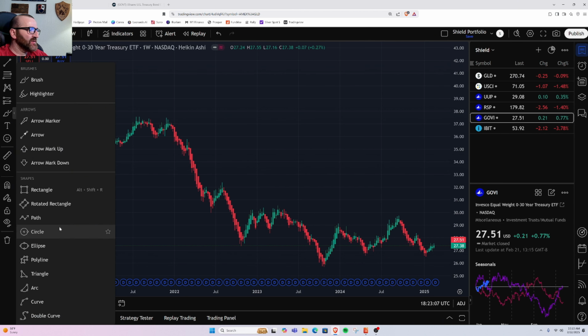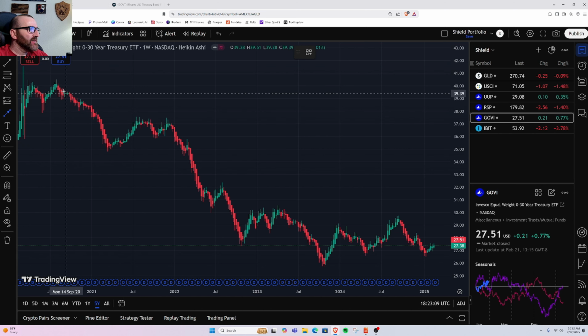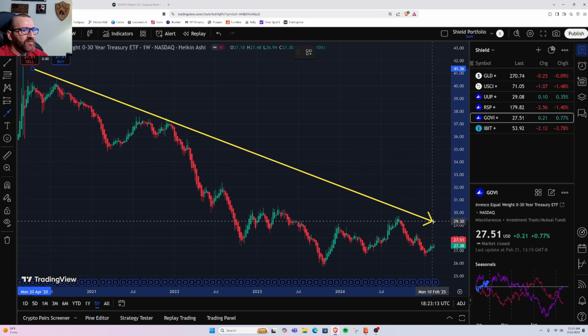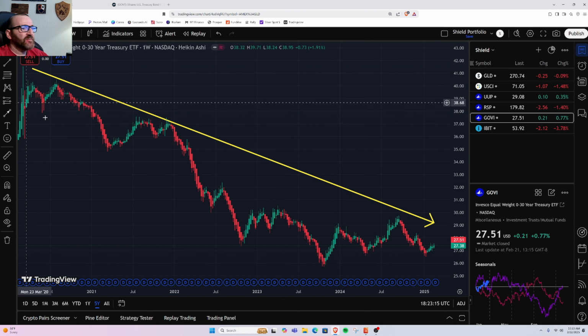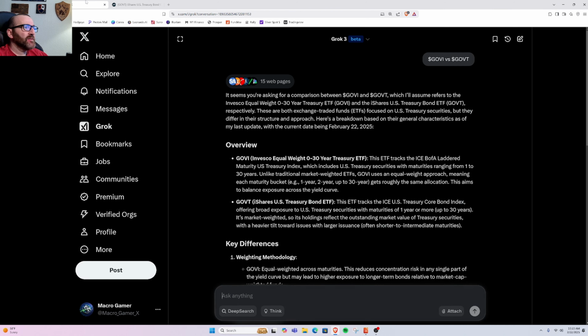As I said, bonds have been going down since the beginning of the pandemic. So going back here, pretty much it's all the way down. Still the same, all the way down. Bonds still suck regardless. But switching to GOVI now, it's equal weighted.